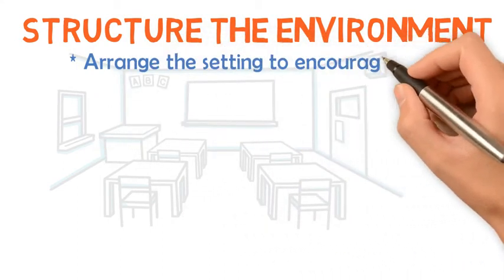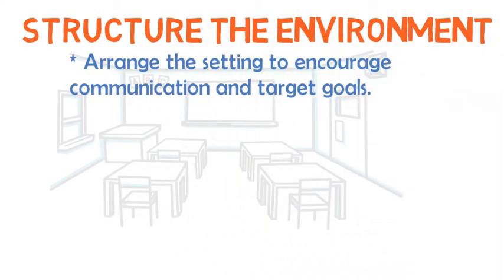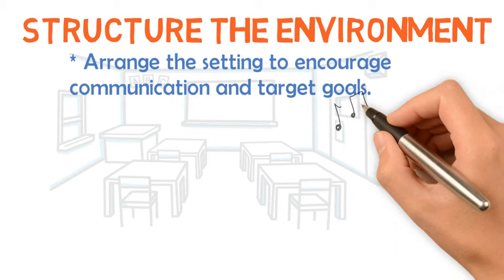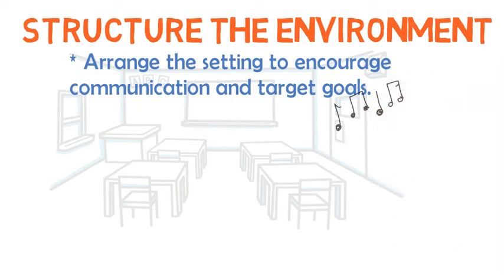Structuring the environment allows partners to arrange the setting ahead of time to encourage communication and target specific goals. For example, if the goal is for the child to request for more of something, you could stop a favorite activity, such as music, so he or she can have a chance to ask for more. As another example, during a craft, you may plan ahead of time that you will run out of something by using small amounts of the item. This will set up the need for the child to ask for more.